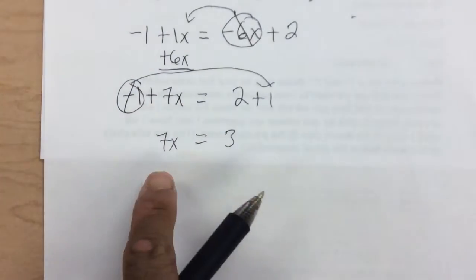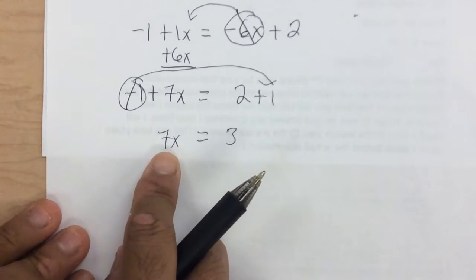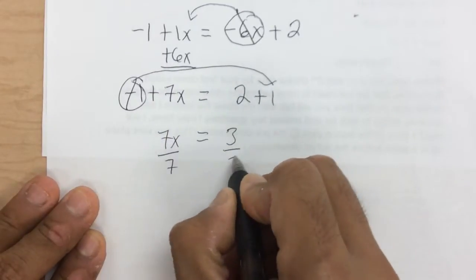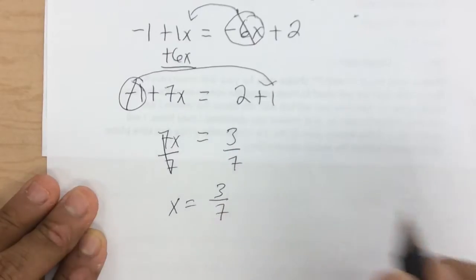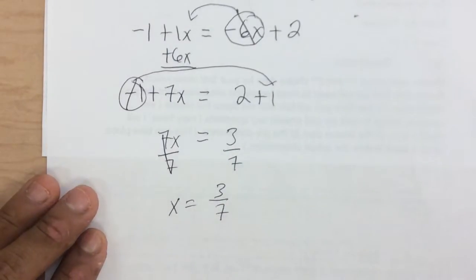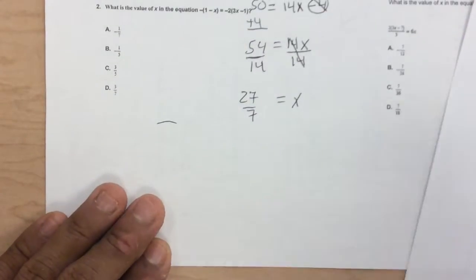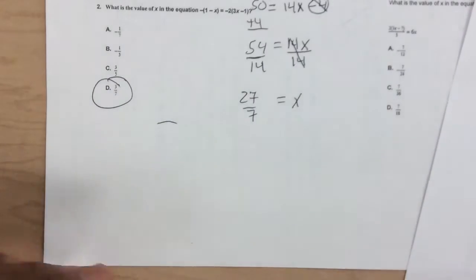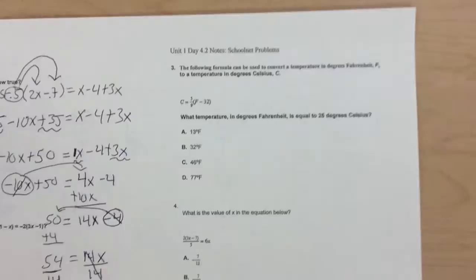Now, finally, the last step. Jailbreak the coefficient. So I want to move the number that's beside the letter. So in this case, it's 7. If I'm multiplying by 7, the opposite is to divide by 7. So x equals 3/7. So let's see what answer choice that is. 3 over 7 is answer choice D. Awesome. Okay, moving on to question number 3.